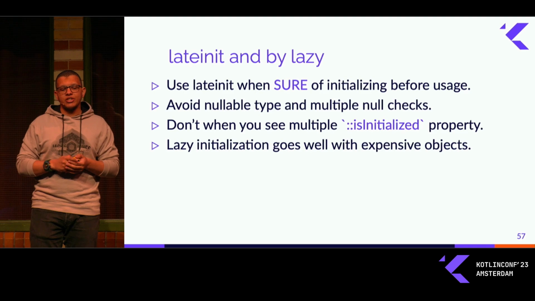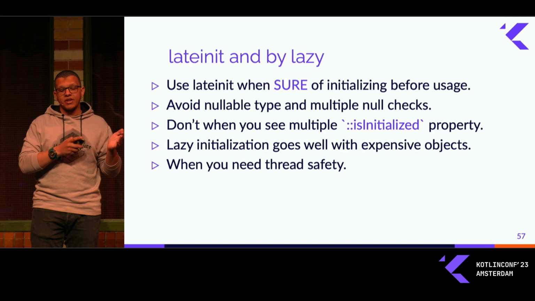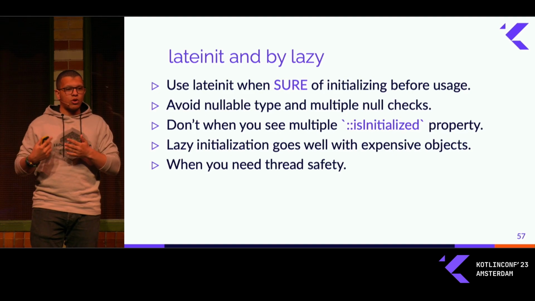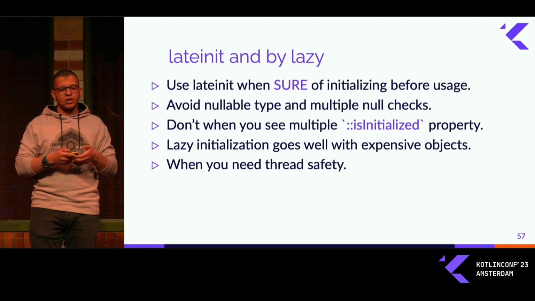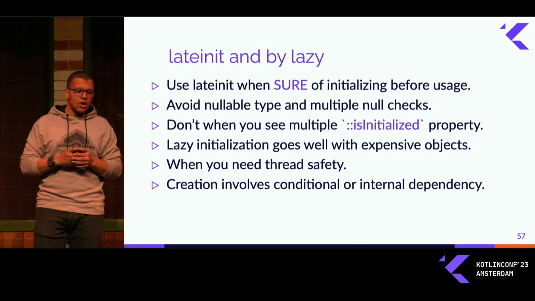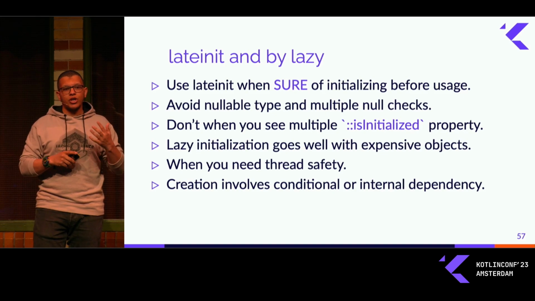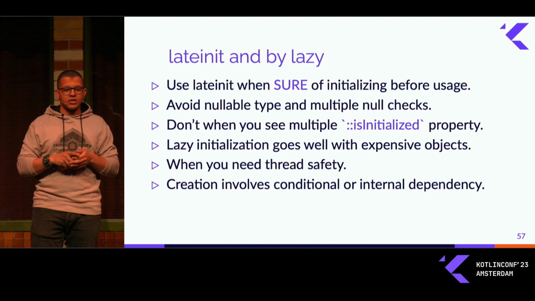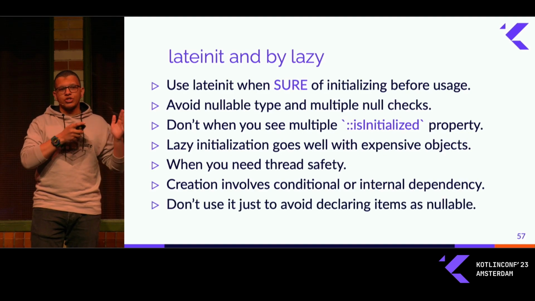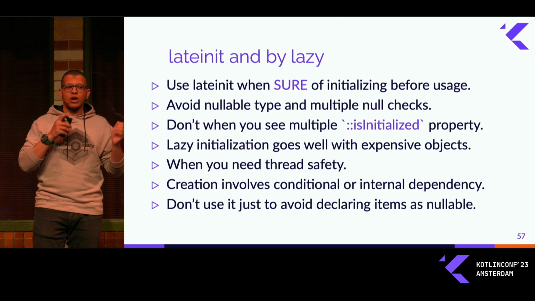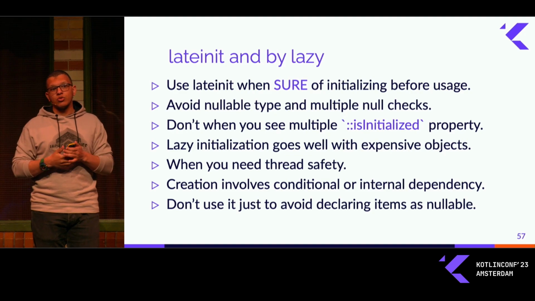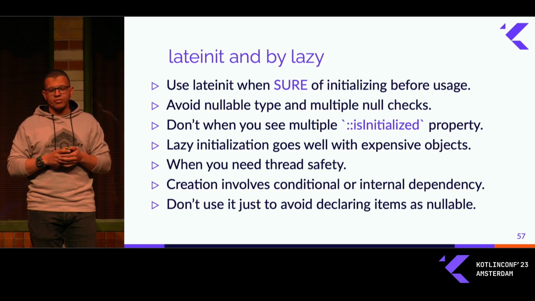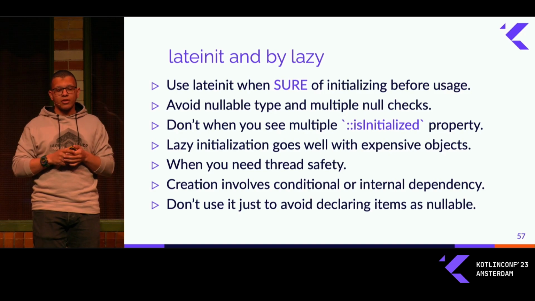Of course, lazy initialization will go well with expensive objects, and you can use it with thread safety. This is provided directly. In the Java world, in order to do that complex initialization for an expensive object, you have to write a lot of code, but with Kotlin, it comes out of the box, of course. This is really good if the creation involves some internal dependency or some conditional stuff. So don't use it just to avoid declaring items as nullable. I saw that this is the case. Usually we use lazy for expensive objects, but people are using it to avoid the nullable type. They hate using the exclamation mark and the question mark.